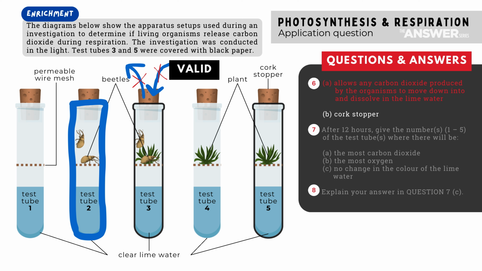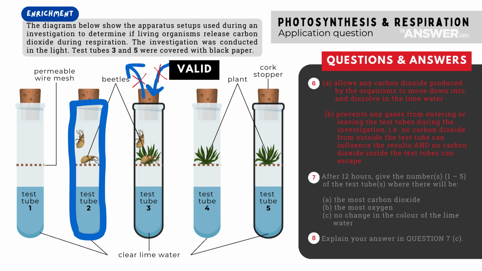If the test tubes had no cork stoppers on them, then carbon dioxide that is naturally present in the atmosphere around us would drift into each test tube, dissolve in the clear lime water, and slowly change its color over time. And in that case, we wouldn't know whether the lime water changed a milky color because of the living organisms or because of something else. So then the investigation would be invalid. So, the cork stopper prevents gases from entering or leaving the test tube during the investigation. No carbon dioxide comes in from the outside, and no carbon dioxide exits the test tubes, thereby influencing our results.